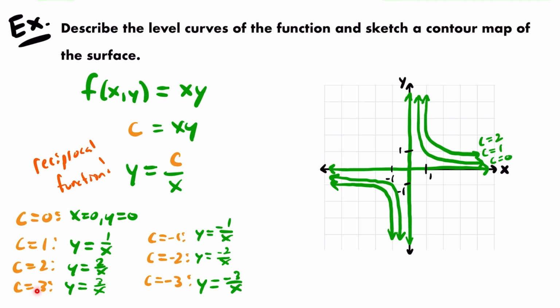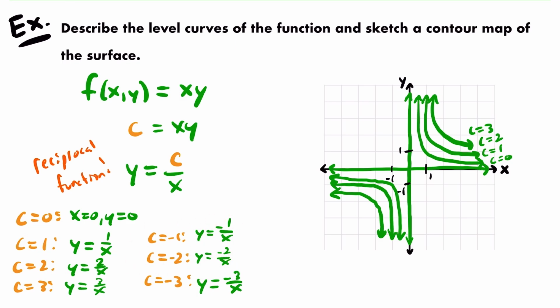And then let's look at c equals 3. We have y equals 3 divided by x, which is just going to be another curve like what we just drew, but even further away from the two axes. So it might look something like this. That would be c equals 3. And I'll draw its other curve like that. All right, so that was all of our positive values of c, or the level curves for all of our positive constants. But now let's look at the negative ones.